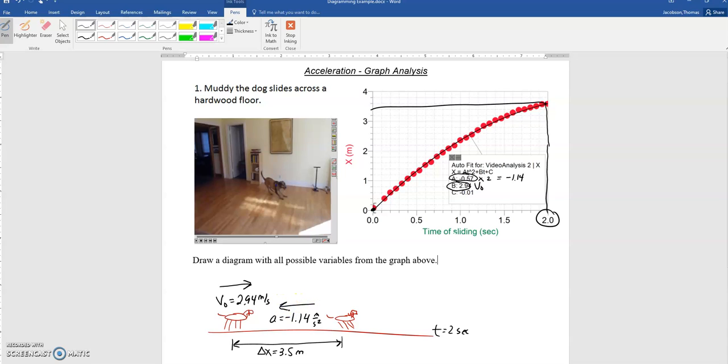And there you go. That's my final diagram. You can see it took 2 seconds for the dog to run 3.5 meters. It's going to the right at 2.94 meters per second and slows down with an acceleration of negative 1.14 meters per second squared. That is it.